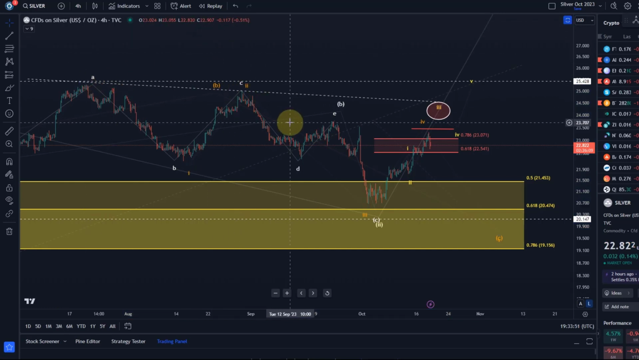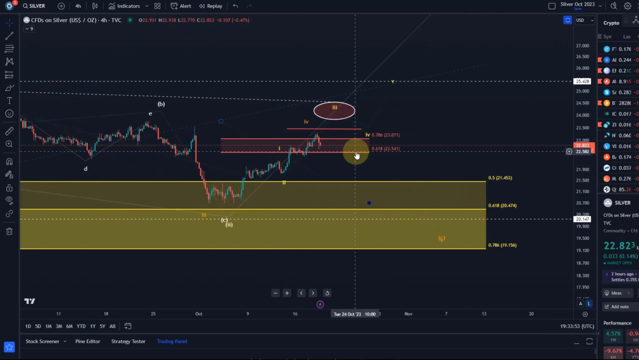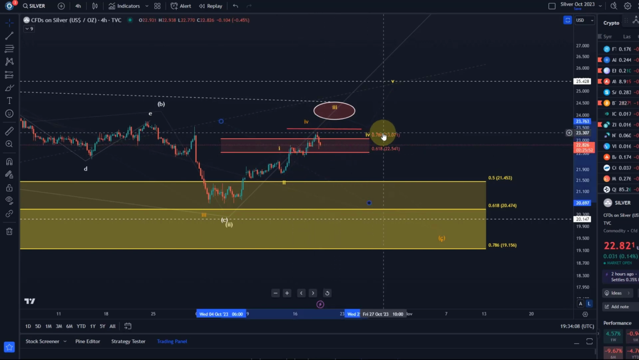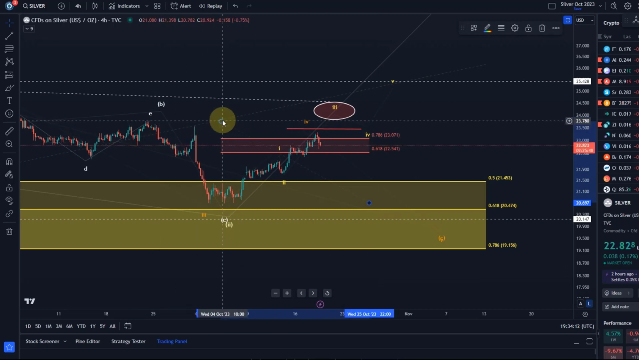So I just want to focus on the microstructure. I just want to highlight this price action here, the price action currently playing out on the silver chart. We could not break above resistance today. We basically landed in resistance and we're getting rejected here at the 78.6 retracement level. So that's not necessarily too bullish, but we are holding support.